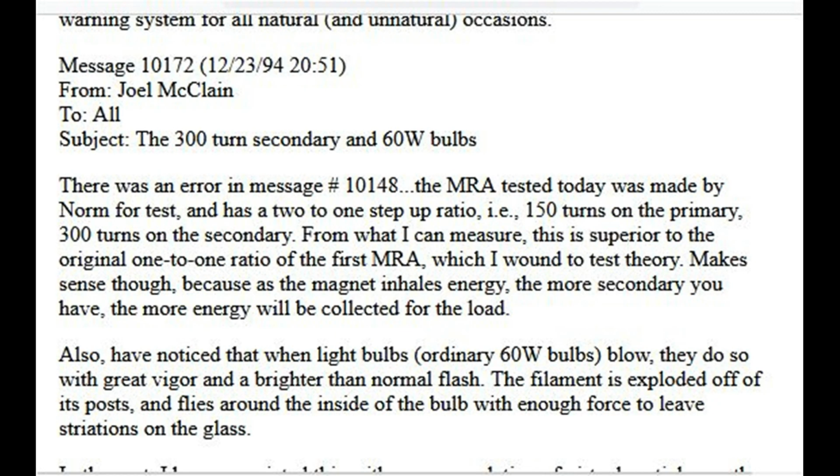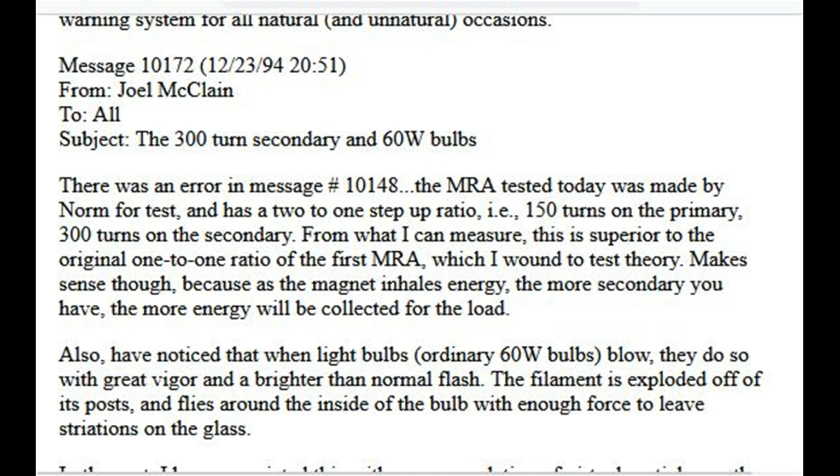Message 10172, December 23, 94, 2051. From Joel McLean. To All. Subject: the 300-turn secondary and 60W bulbs. There was an error in message number 10148. The MRA tested today was made by Norm for test, and has a 2-to-1 step-up ratio, i.e., 150 turns on the primary, 300 turns on the secondary.